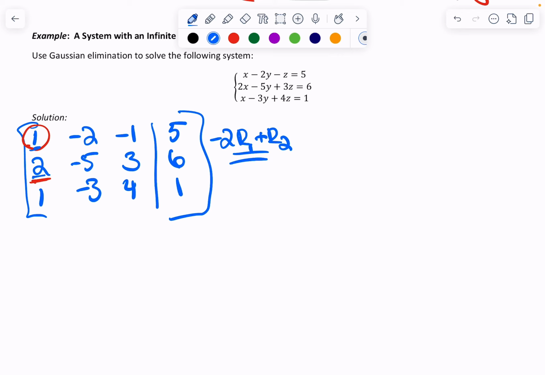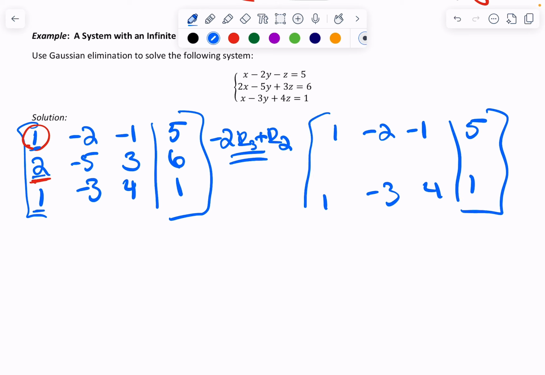hold on a second. Actually, I'm sorry. What we're going to do instead of row 1, we're going to use row 3. And here's the thing. We could use either one, but you'll see why we're doing row 3 instead of row 1. So our first row does not change. It stays the same. Our third row does not change. It's the second row that changes.